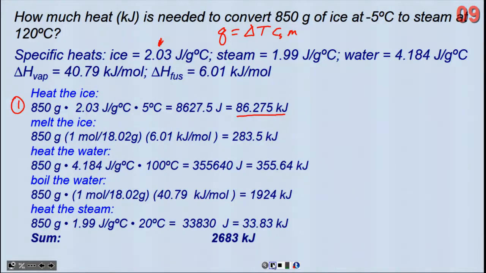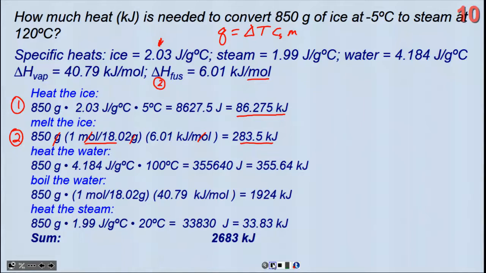Secondly, you need to melt the ice. What is going to be used there? This would be a heat of fusion, so let's use this one for step number 2. We take our 850 grams, and this one is per mole, so pay attention. You'll take your grams and relate it to the molar mass. Then the grams will cancel, and it's just kilojoules per mole, the moles cancel, and your answer is, again, in kilojoules.